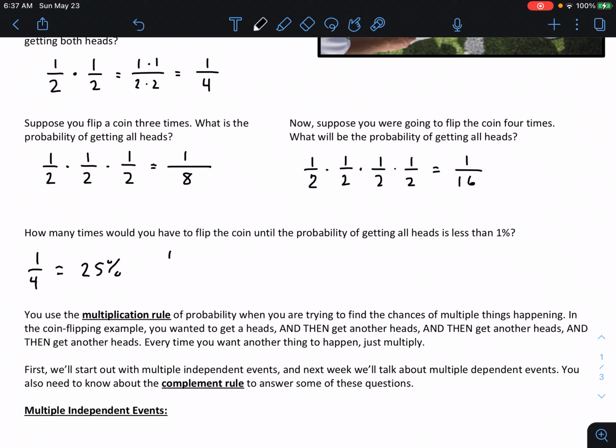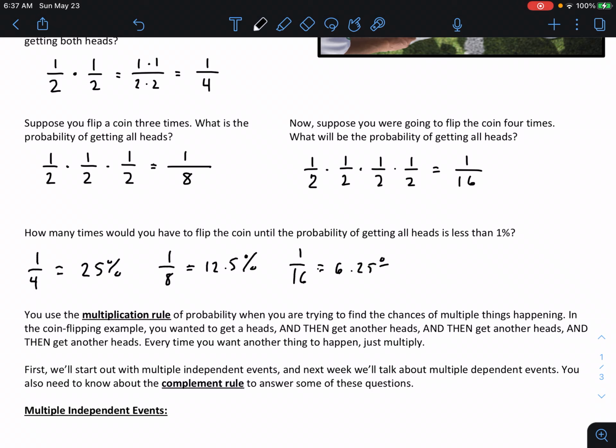Okay, 1/8 is 12.5%, right? And then 1/16 is 6.25%.